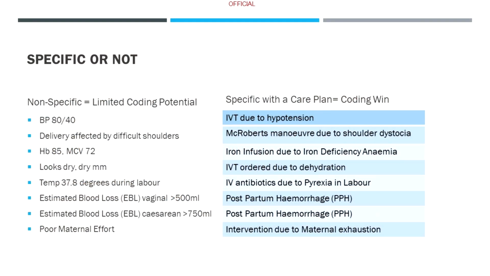We can see here another one, delivery affected by difficult shoulders. To me, that kind of makes sense, but it's more a description of what happened rather than a diagnostic term, as opposed to a Roberts maneuver due to shoulder dystocia. I'm not an expert in this area, but that sounds a lot more specific. Or it's describing what you did. Yep. And it needs to be documented for medical legal reasons as well. So you need to be specific in these particularly more complex cases.